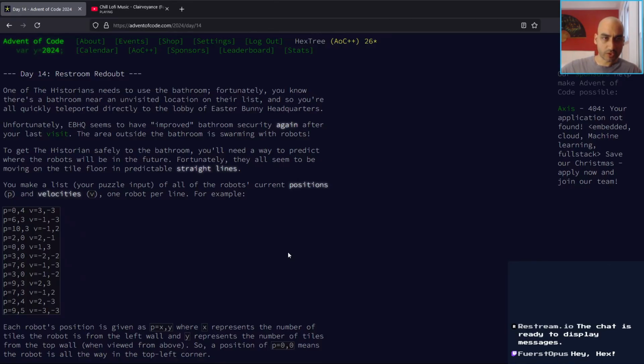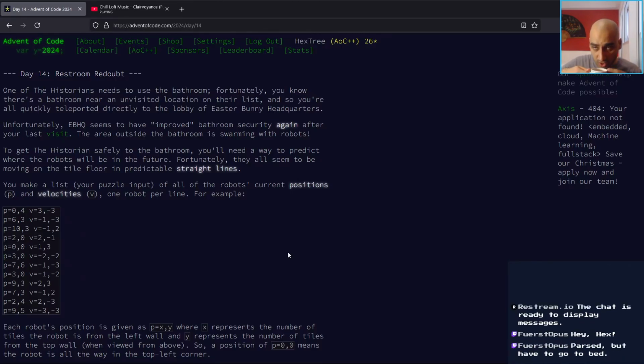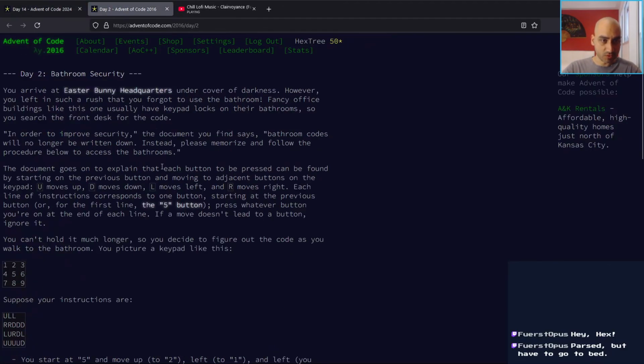Day 14, Restroom Redoubt. One of the historians needs to use the bathroom. Fortunately, you know there's a bathroom near an unvisited location on their list, and so you're all quickly teleported directly to the lobby of Easter Bunny headquarters. Unfortunately, EBHQ seems to have improved bathroom security again after your last visit. What happened last time? This is 2016.